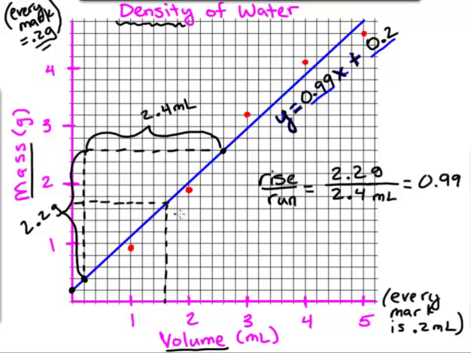Alright, so the trend line is going to allow us to predict events that we did not measure. And this is really the main importance of graphing. Okay? Hopefully that makes sense.